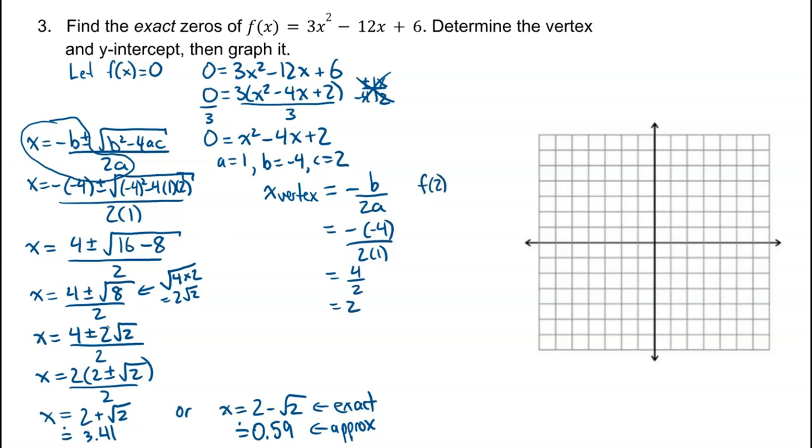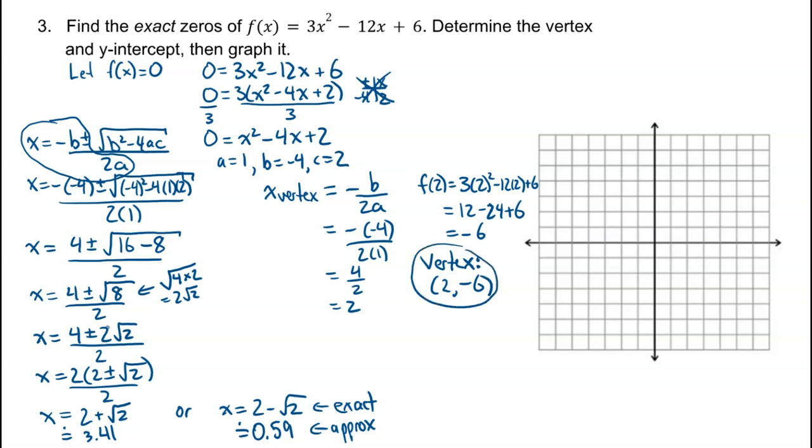And so what we can do is sub 2 into our equation now. When we sub 2 into our equation, we just replace the x's with 2, and we get 12 minus 24 plus 6. That gives me minus 6. And so that means the vertex of this is going to be at 2 and negative 6. So we've got the zeros and we have the vertex.